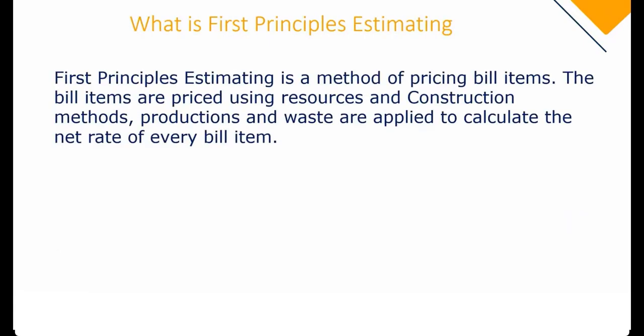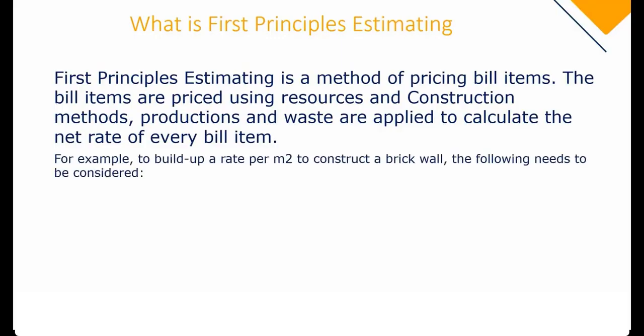First Principles Estimating is a method of pricing bill items. The bill items are priced using resources and construction methods, productions, and wastes are applied to calculate the net rate for every bill item. So let's take, for example, the build-up rate per square meter to construct a brick wall. The following needs to be considered. What resources will be required? These are material resources, things like your bricks, your mortar, and your brick force.